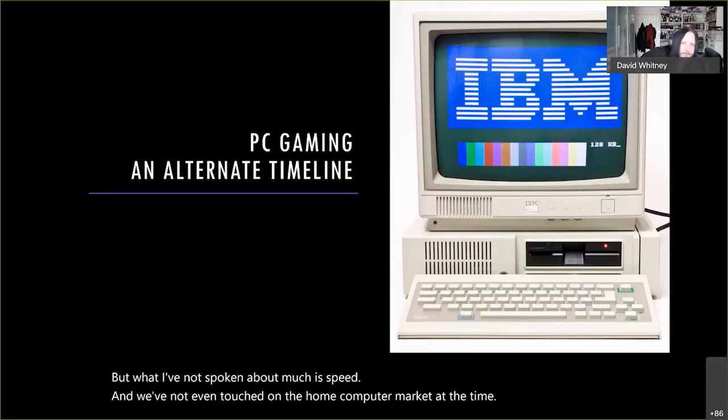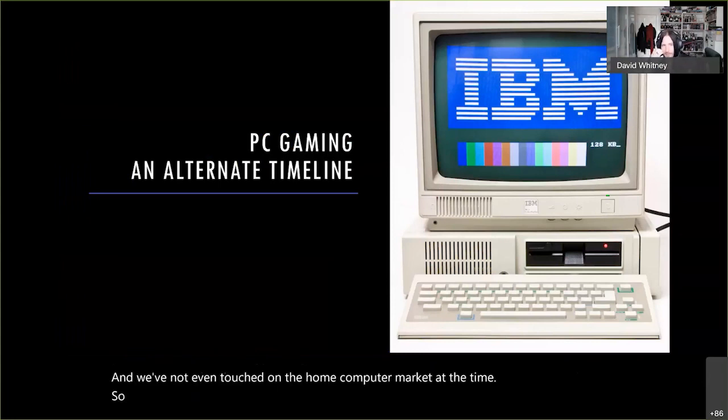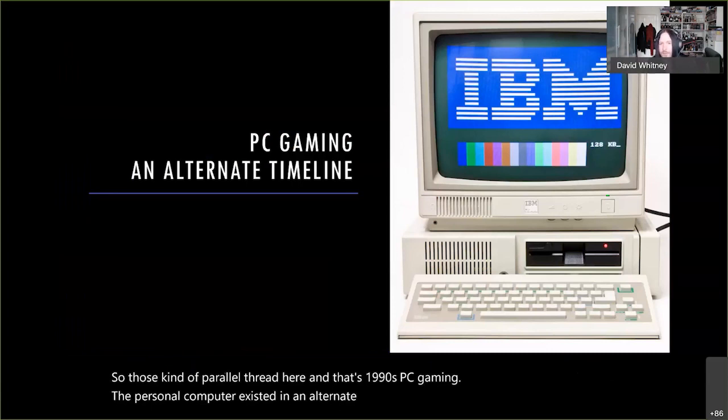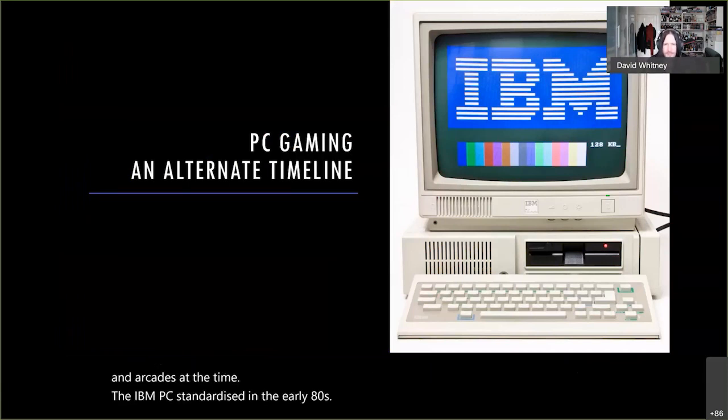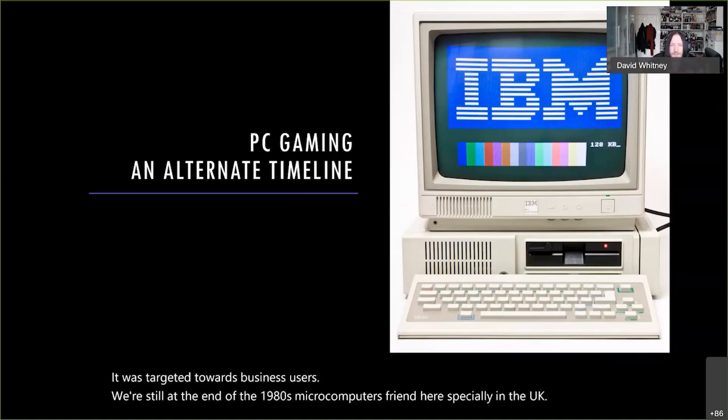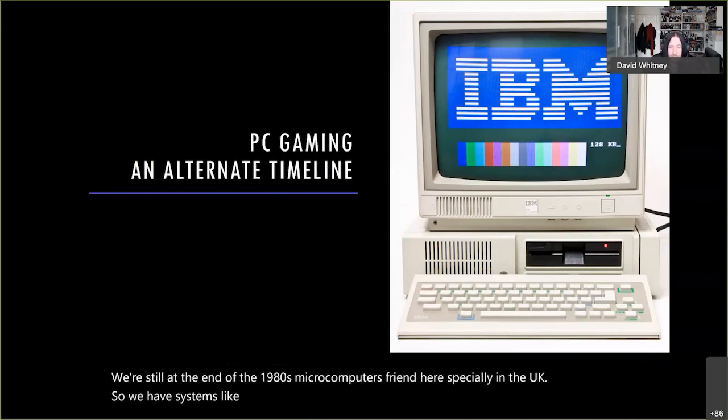So there's kind of a parallel thread here, and that's 1990s PC gaming. The personal computer existed in an alternate universe from games development for consoles and arcades at the time. The IBM PC standardized in the early 80s, but wasn't really seen as a thing for play. It was targeted towards business users. We're still at the end of the 1980s microcomputer trend here, especially in the UK. So we have systems like the Atari ST and the Commodore Amiga being much more common in the home at the time.